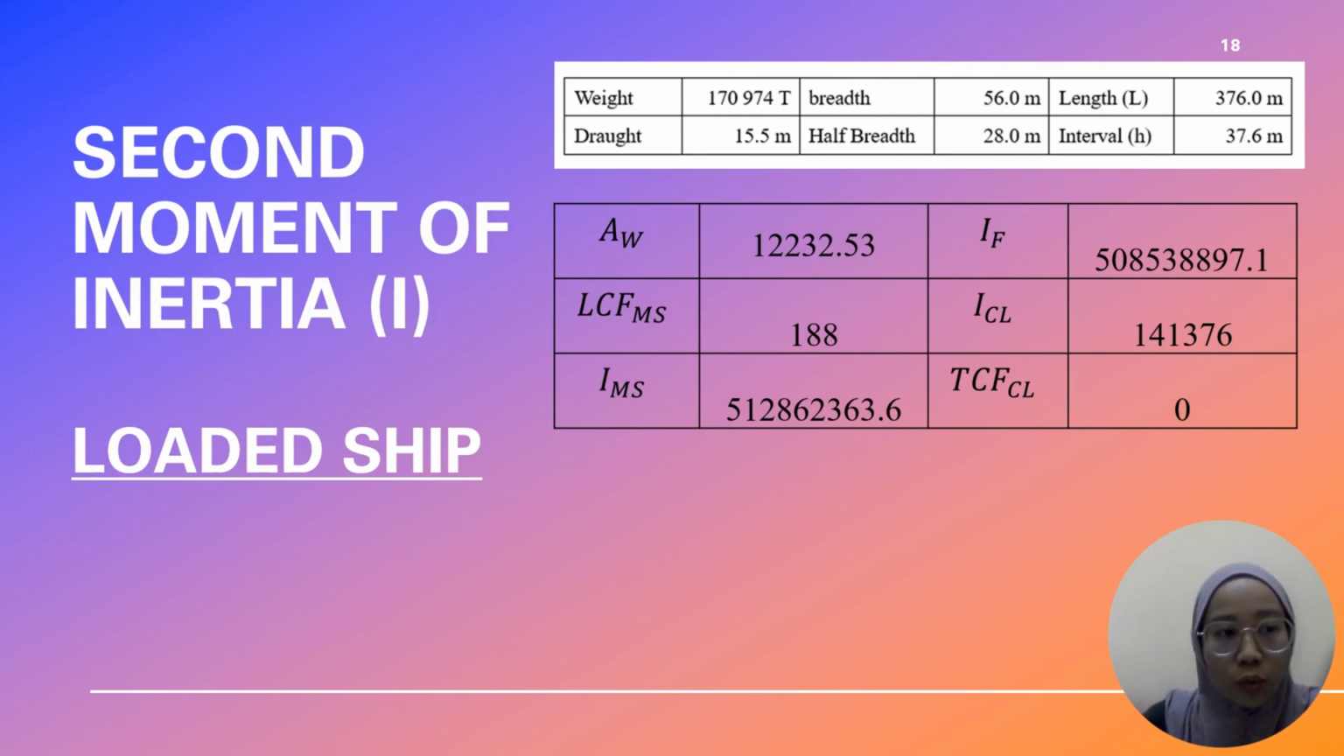So for the waterplane area, which is AW, we get 12,232.53. The LCF, which is the center of flotation, is 188. The initial for the ship is 512.8623.6. The initial for transverse distance of mass element is 508538897.1. The initial for container load is 141,376. The transverse center of flotation for the loaded ship is 0.